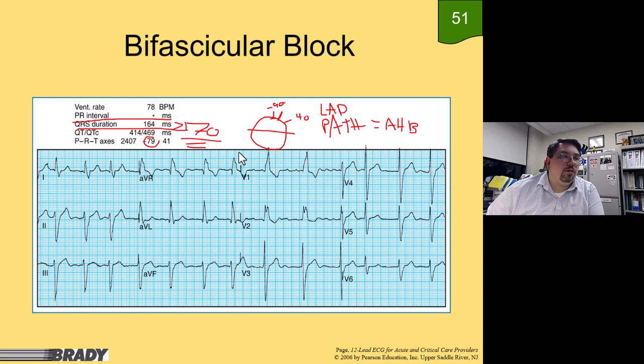Because it's a wide QRS complex, I'm going to go ahead and go right to V1. Find my J point right about here. Go up to the point of terminal deflection, and you can see that it is going to be upright.